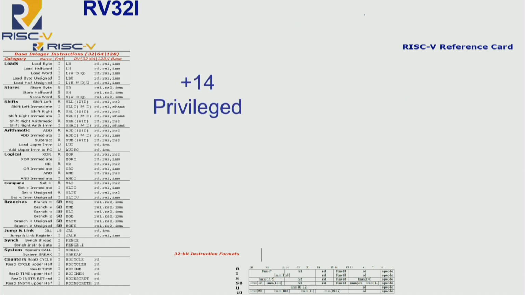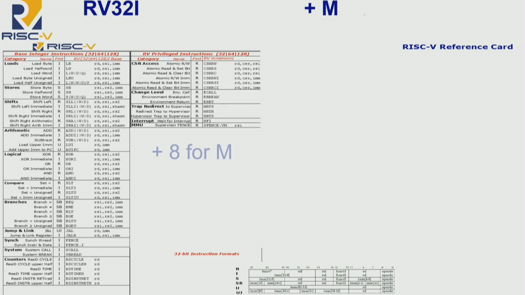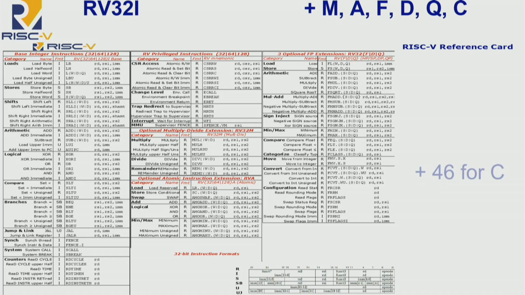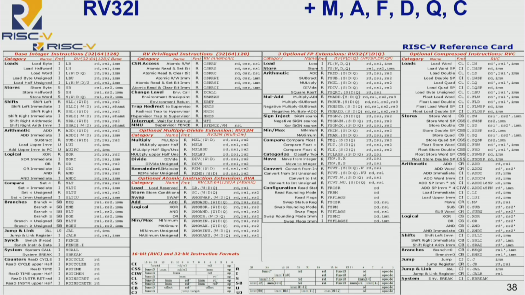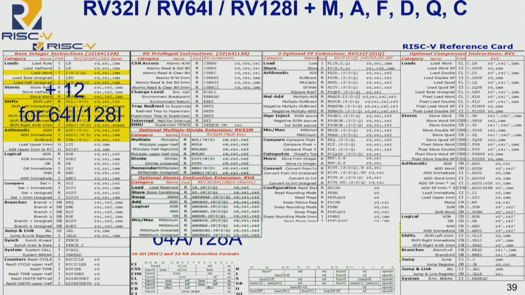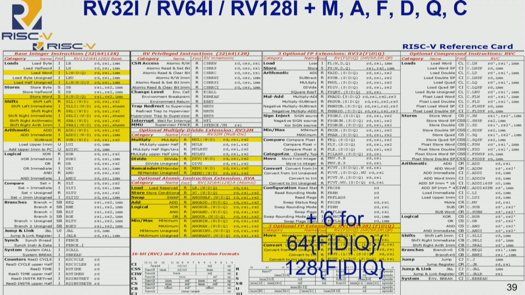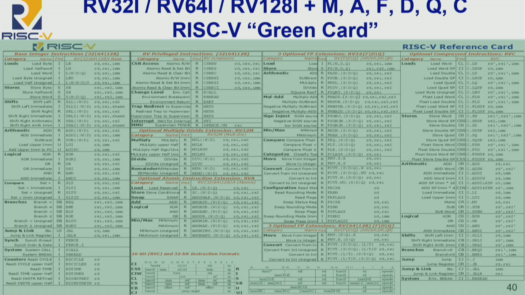Here's a look at the whole set of things. So this is not just the base ones, but adding on the multiply divide, the atomics, the floating point, the compressed, different widths. So basically, you can fill out this card. You end up with a single sheet of paper, which is the RISC-V green card. And Mark Hill has this great joke that you can tell it's a RISC when the manual doesn't need a staple, right? So this is the RISC-V green card that has all the basic ISA on there.